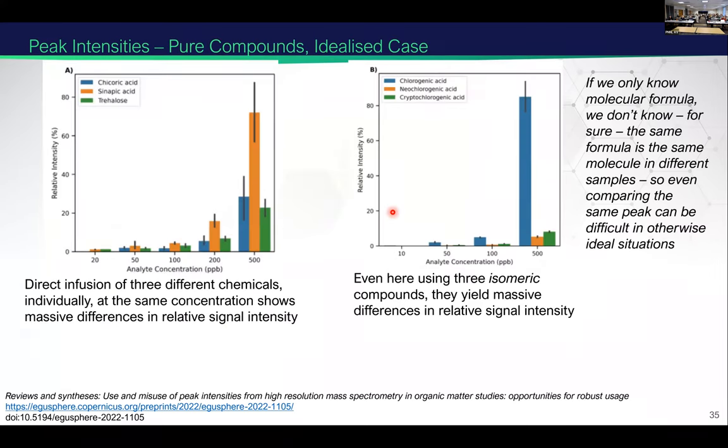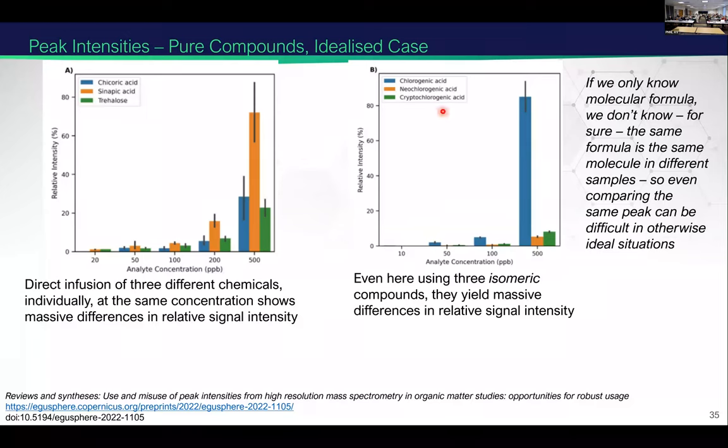And to sort of bring the point home, we have some empirical data showing this idealized case. So on the left-hand figure is this signal intensity. They're all scaled the same, which is why it's relative intensity, for three different molecules at the same concentration, independently run. So it's just the pure compound and pure methanol on the instrument, nothing else. And for the same concentration, we get these wildly different signal responses. And so what you could see here is that if you just assumed intensity was directly related to concentration, then sinapic acid at 200 parts per billion is roughly as much signal as trehalose at 500 parts per billion. So this is one of the points to really bring home.